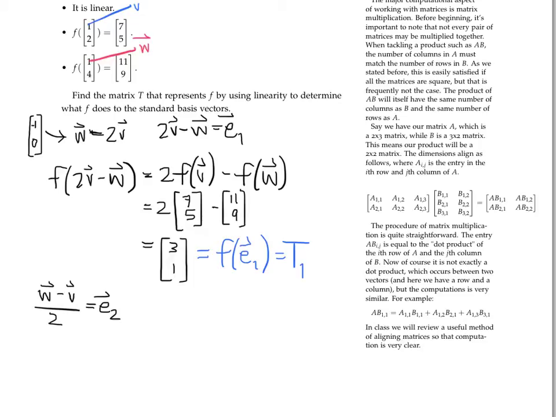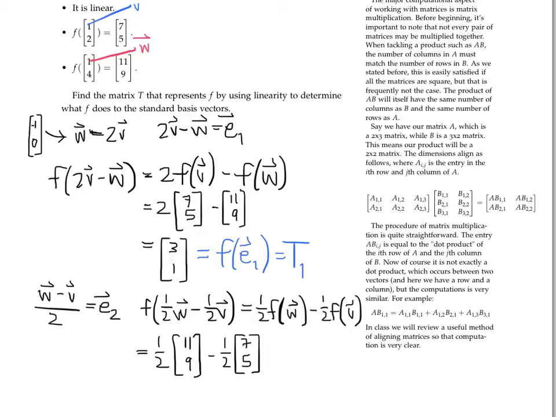Now let's have f act on this. Here we go. We use linearity to rewrite this as follows, and then we plug in what we know f acting on w and f acting on v to be. Our final answer is 1/2 of (11, 9) minus 1/2 of (7, 5). And we get (2, 2).